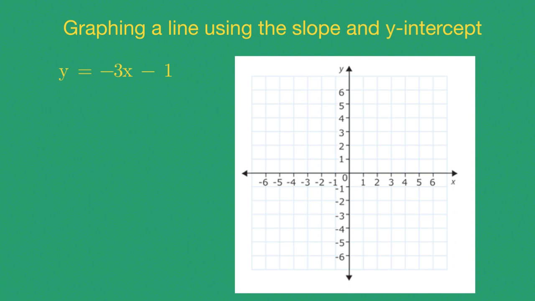Next one. Here you go. y equals negative 3x minus 1. Negative 3x minus 1.